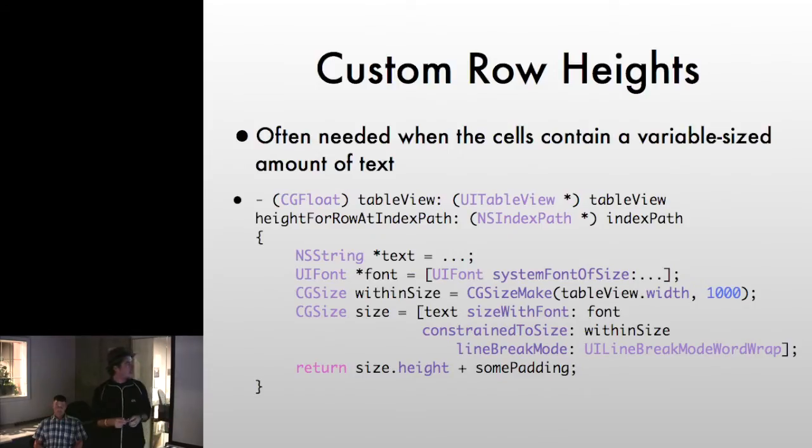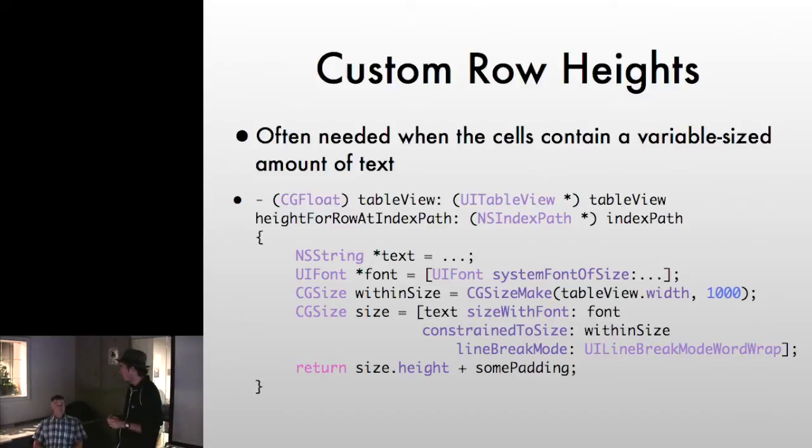Okay, and one last parting remark on table views is that it's often very useful to have table views that have a custom row height based on some large bit of text. So here's some code that I want to give you guys to be able to do that, because it's a little bit of work. There is a data source method, height for row at index.